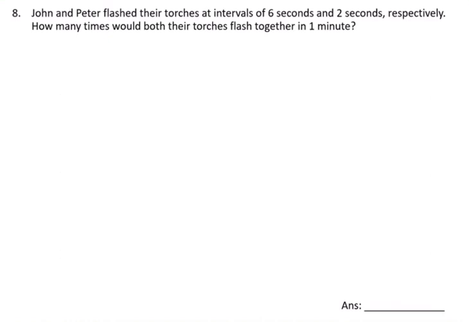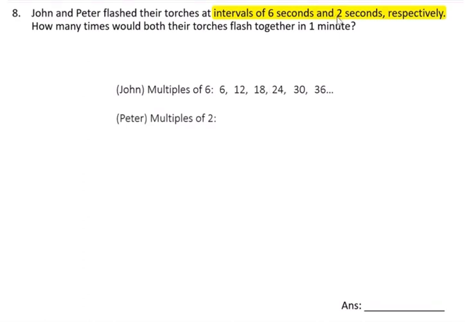So the torches flash in 1 minute. John will be counting in intervals of 6, meaning multiples of 6: 6, 12, 18, 24, 30, 36, and so on. He flashes at the 6th second, the 12th, the 18th, the 24th, the 30th, and the 36th second. Then for Peter, it will be multiples of 2: 2, 4, 6, 8, 10, 12. These are the number of seconds.